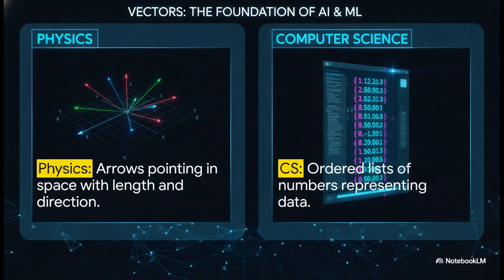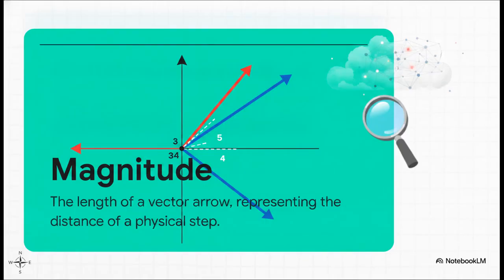But on the right side, the computer science perspective operates completely differently. Computer scientists view vectors just as ordered lists of numbers representing data. No floating arrows in their code, just highly structured, ordered sequences of information. Let's stick with that geometric physical view for just a second to build some intuition.